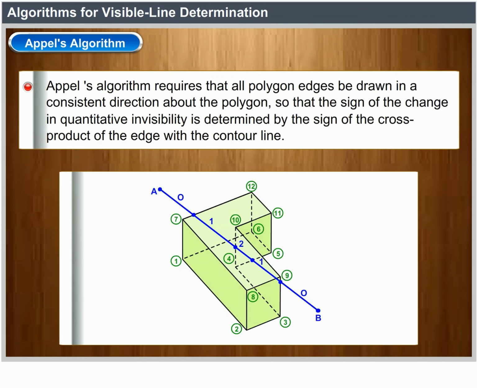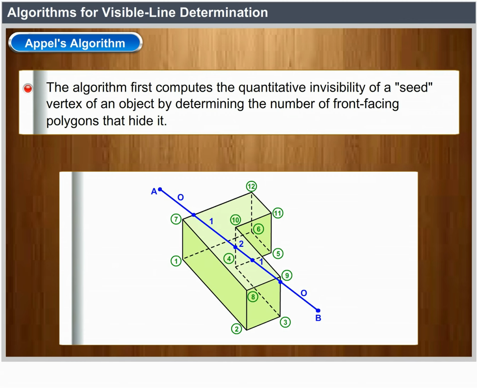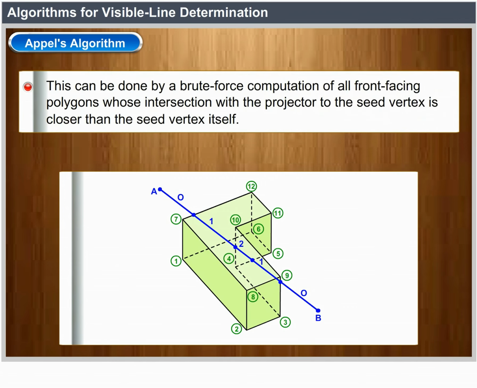Appel's algorithm requires that all polygon edges be drawn in a consistent direction about the polygon so that the sign of the change in quantitative invisibility is determined by the sign of the cross product of the edge with the contour line. The algorithm first computes the quantitative invisibility of a seed vertex of an object by determining the number of front-facing polygons that hide it. This can be done by a brute force computation of all front-facing polygons whose intersection with the projector to the seed vertex is closer than is the seed vertex itself.